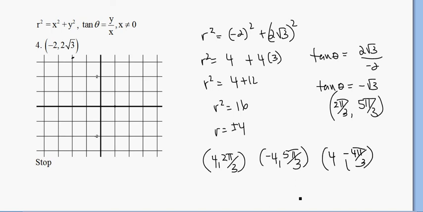I felt it's appropriate to show that there are many representations for polar points, whereas there's only one way to represent any Cartesian or rectangular point.